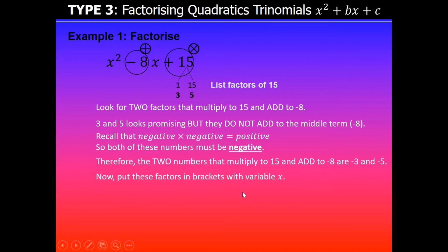Then we just put these in the brackets with the variable x, and then our final answer will read: x squared minus 8x plus 15 in factored form is x minus 3 into x minus 5. Now we can quickly check this. If I multiply negative 3 times negative 5, I should get positive 15. And if I'm adding negative 3 with negative 5, I should get the middle term. So that's a quick way of checking whether your factors are placed correctly.